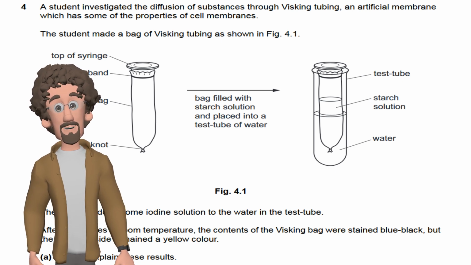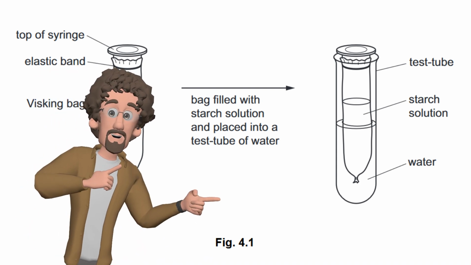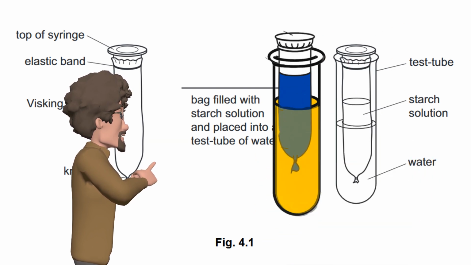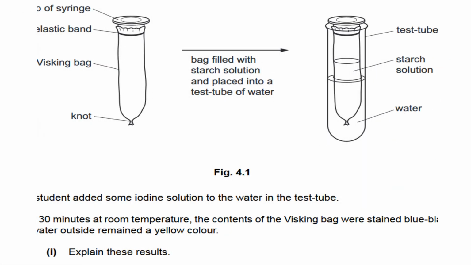The examiner says the bag was filled with starch solution and then placed in a test tube of water. Iodine was added to the water outside the bag. After 30 minutes, the starch solution inside the bag turned blue-black, while the water outside stayed yellow. Exactly like that. Let's go straight to part 1, where the examiner says, explain these results.